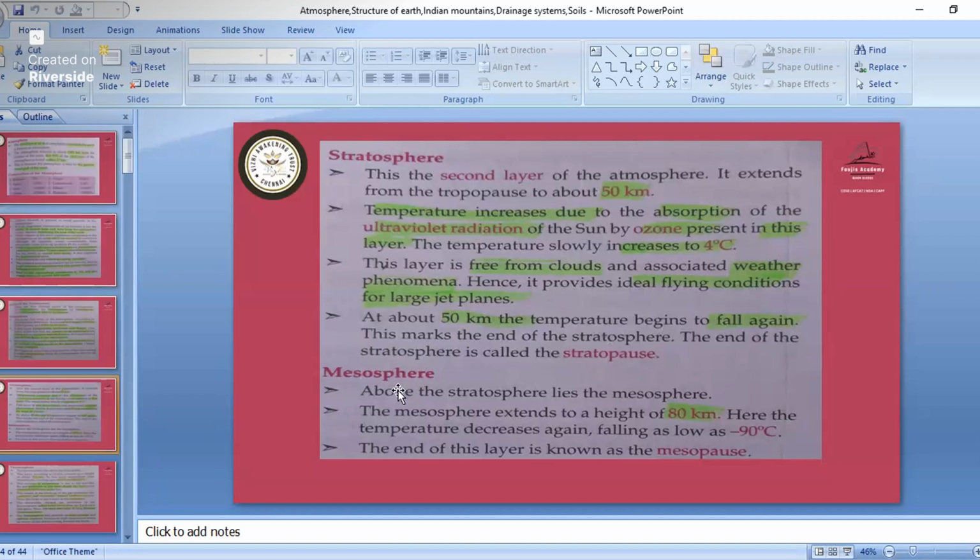Okay, now here we will see about the mesosphere. Above the stratosphere lies the mesosphere. It extends up to 80 kilometers. So from the stratopause to 80 kilometers, the mesosphere layer is present. In this layer, there is not that much of importance. So we'll see the next slide. You need not study about this minus 90 degrees Celsius. Only this you must know: that it extends up to a height of 80.